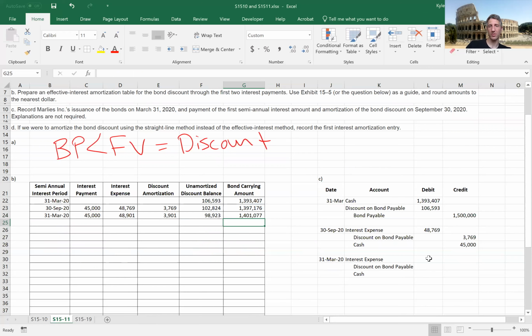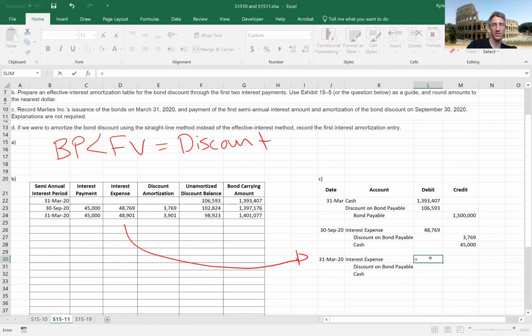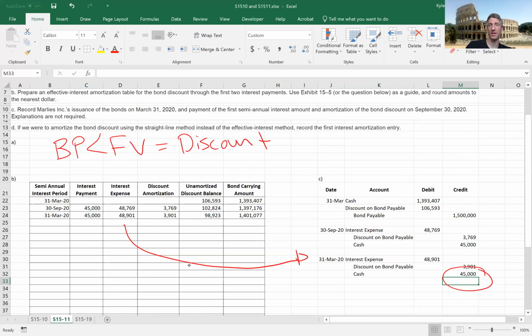So to populate my journal entry, I'm going to just take amounts from the schedule. The interest is going to match. The amount we amortized is going to be here. We're going to be crediting that to lower our contra account. And cash is going to be decreasing by the interest payment. This is the amount that's actually going to the bondholders, going to the lenders.